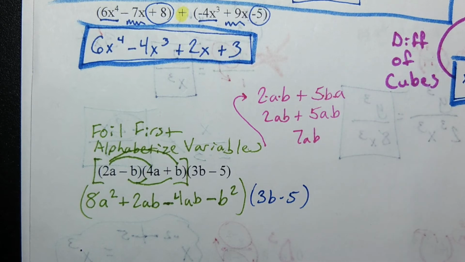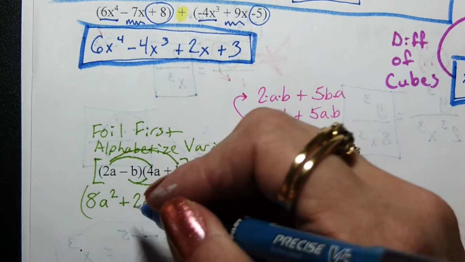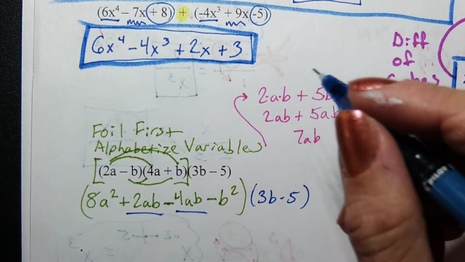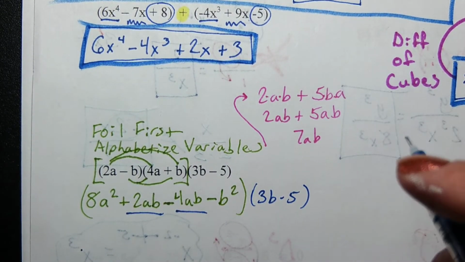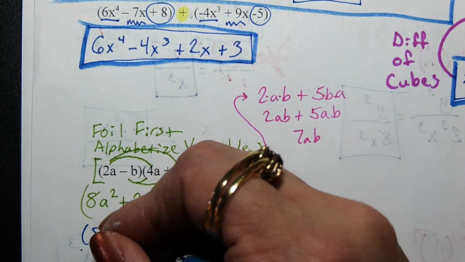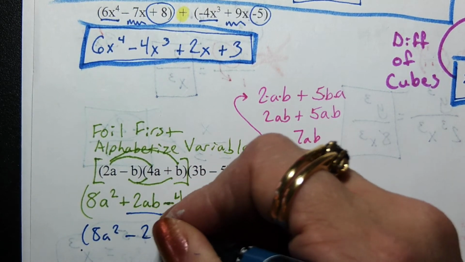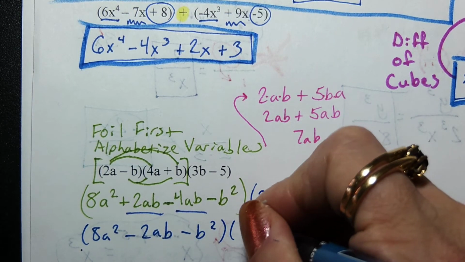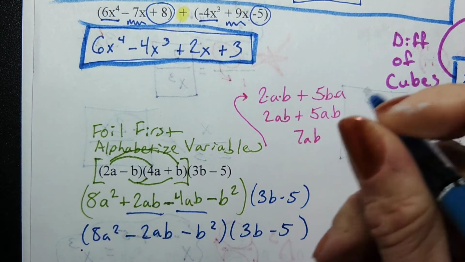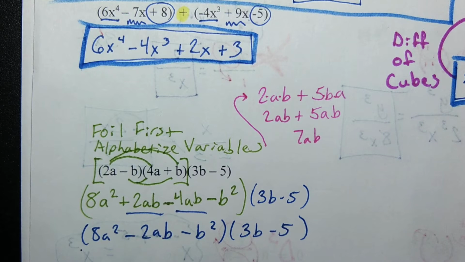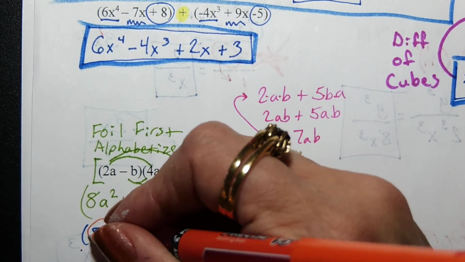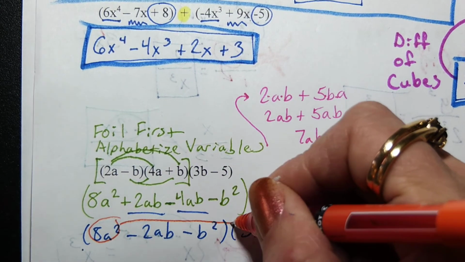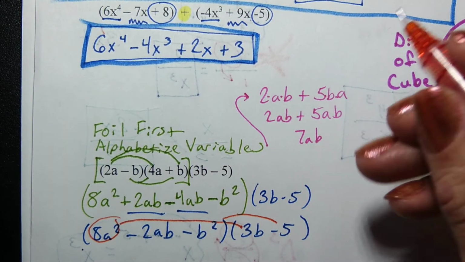Now, if I were you, before I go to distributing it again, I would simplify inside this parenthesis. If I have 2ab and negative 4ab, how many ab's do we have? Perfect, negative 2ab. So now it's distribution time, and I have 3 things I will need to distribute. I'm going to pass out the 8a squared to 3b and to negative 5.